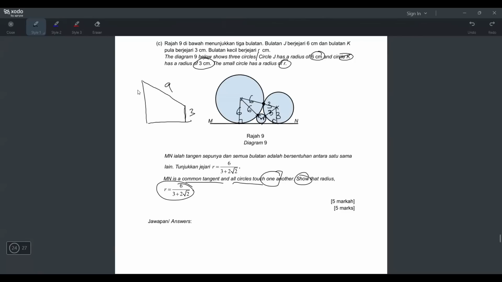But what if I draw a line like this? Then this will be 3, right? But the whole line is 6. It means I can take 6 minus 3, I get 3 here, right? And since both are 90 degrees, it means this will form a rectangle, and this is 90 degrees, and I can find the length here by using Pythagoras theorem, right?